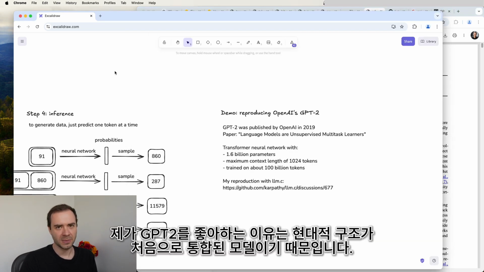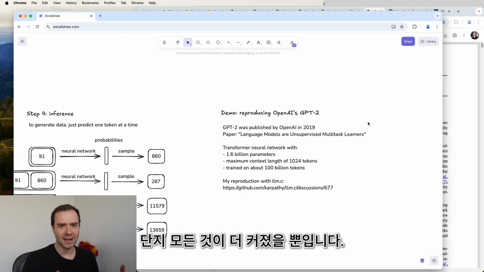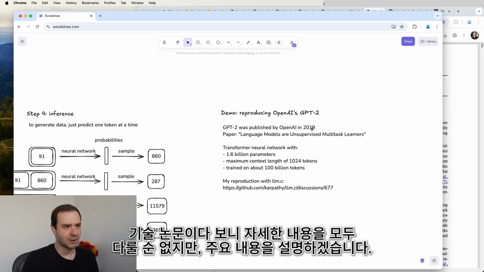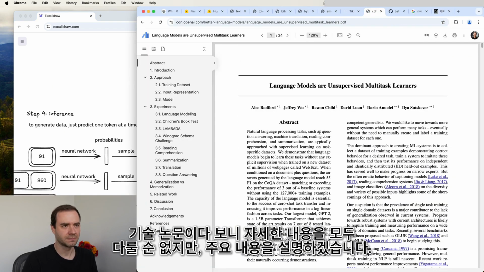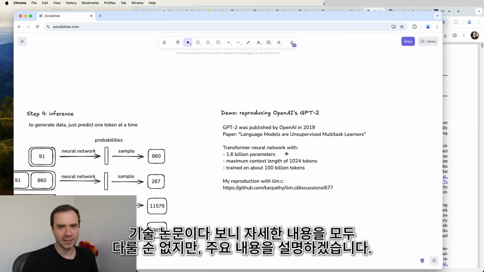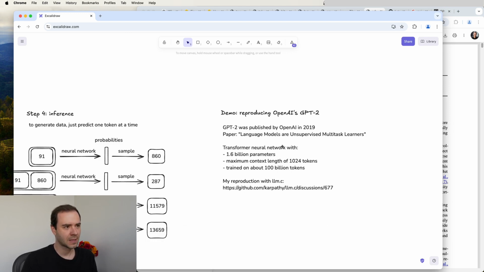And the reason I like GPT-2 is that it is the first time that a recognizably modern stack came together. So all of the pieces of GPT-2 are recognizable today by modern standards. It's just everything has gotten bigger. Now, I'm not going to be able to go into the full details of this paper, of course, because it is a technical publication, but some of the details that I would like to highlight are as follows. GPT-2 was a transformer neural network, just like the neural networks you would work with today.